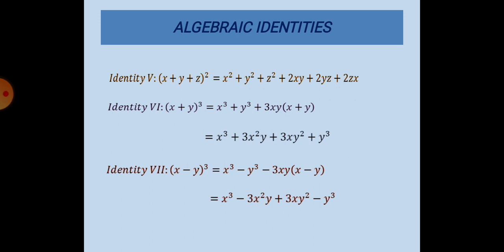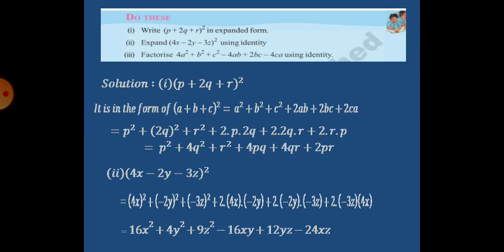So now let us see how to apply these formulas in the problematic situations. The first question is, write the expanded form of p plus 2q plus r whole square. Expanded form means nothing but the product of this trinomial by itself. It is in which form? a plus b plus c whole square is equal to a square plus b square plus c square plus 2ab plus 2bc plus 2ca, where a represents p. Instead of a, we will replace a by p. Instead of b, we replace 2q, and in place of c, we replace r.